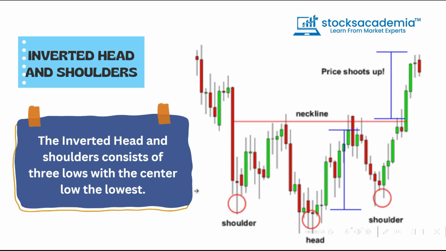Now let's discuss inverted head and shoulders. The inverted head and shoulders consists of three lows with the center low the lowest. And this formation occurs after extended downward movements. And generally, people go long once price breaks above this neckline.